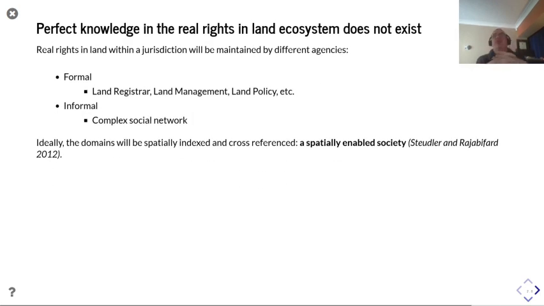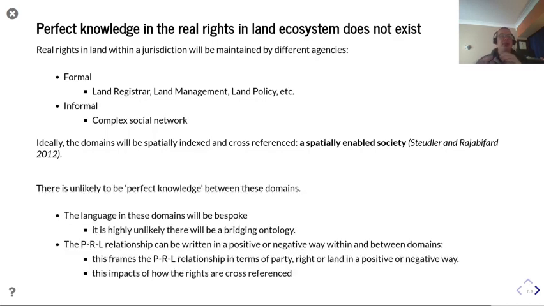The other element was about perfect knowledge in the real rights in land ecosystem. Real rights in land within a jurisdiction will be maintained by different agencies. You'll have your formal agencies, the registrar, the land management, the policy elements, and the informal rights which are held within a complex social network. Underpinning this is the concept that you're operating within a spatially enabled society, so the domains and the data within those domains will be spatially indexed and cross-referenced. You can see the implication of those rights, held and managed by different organisations, by their spatial indexing and their spatial relationship.